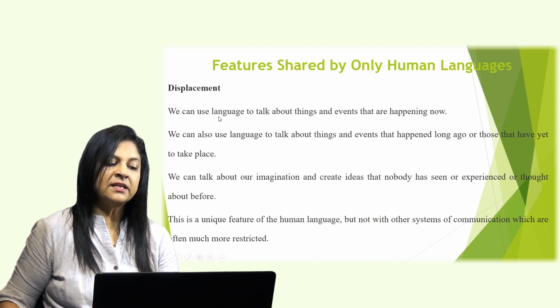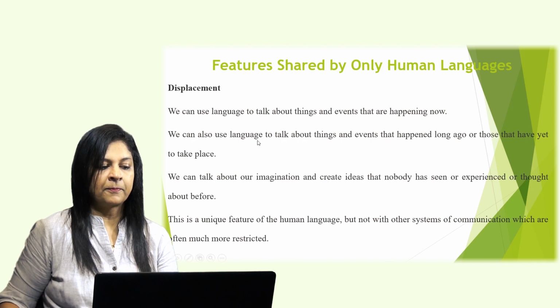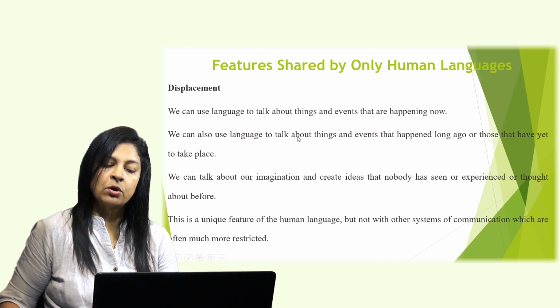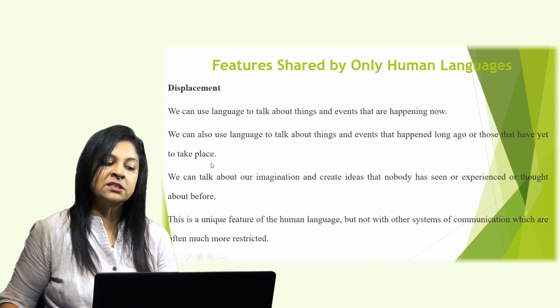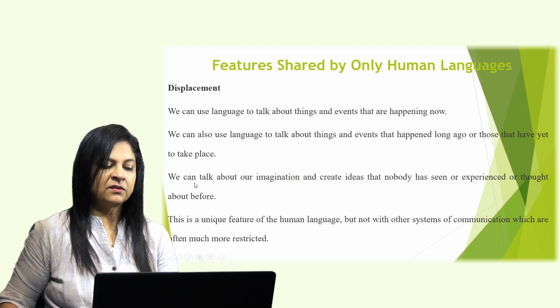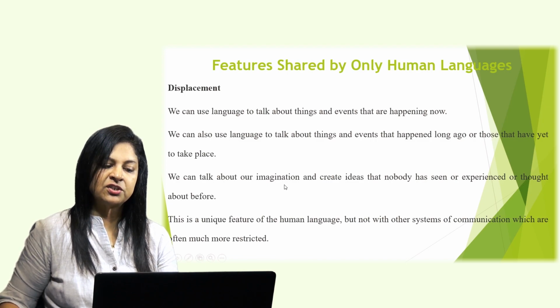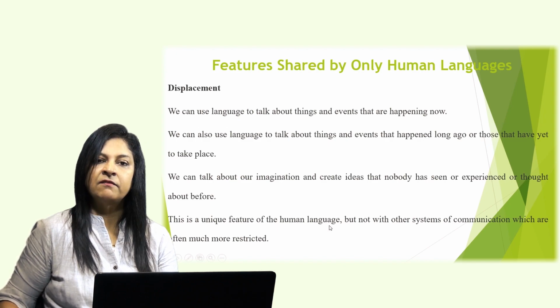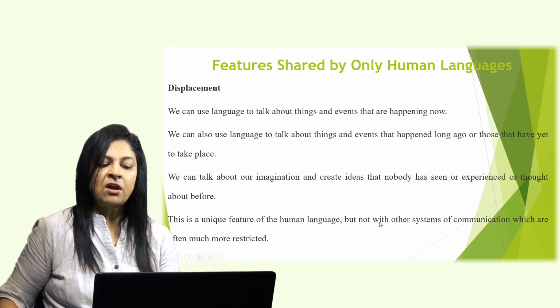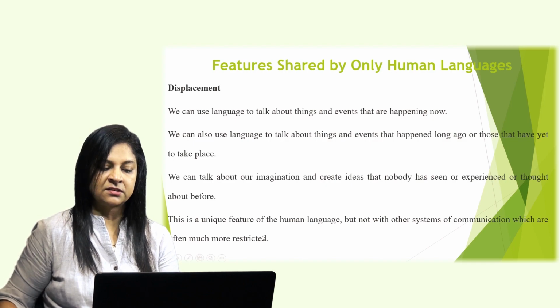Displacement. We use the language to talk about things and events that are happening now. We can also use language to talk about things and events that happened long ago, those that have yet to take place. We can talk about our imagination and create ideas that nobody has seen or experienced or thought about before. This is a unique feature of human language, but not of other systems of communication, which are often much more restricted.